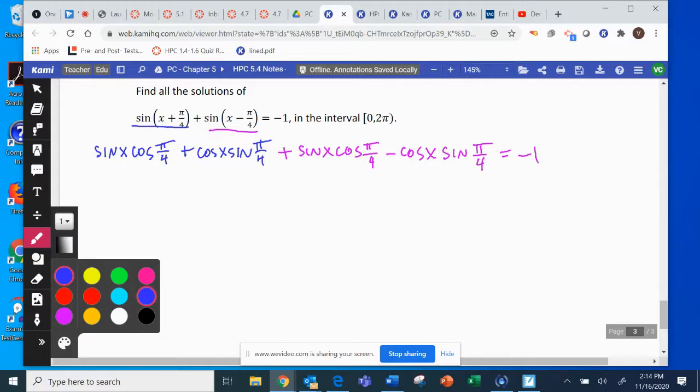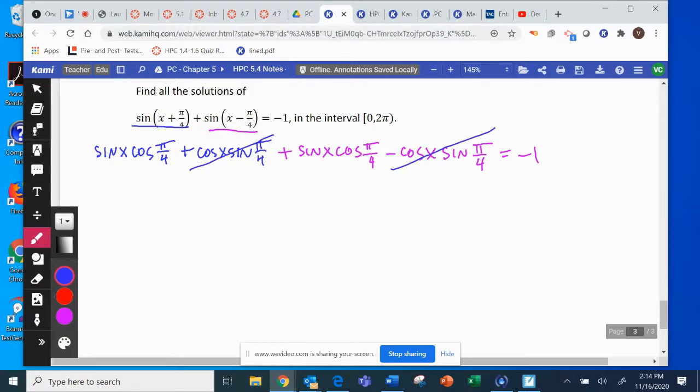There's some like terms up here, aren't there? Let's see. This one with the subtraction, minus cosine x sine pi over 4. Well, here's plus cosine x sine pi over 4. So those are going to cancel each other out. And then I've got this, and I've got a second one. So I've got like terms. There's 2 of them. So 2 sine x cosine pi over 4 equals -1.